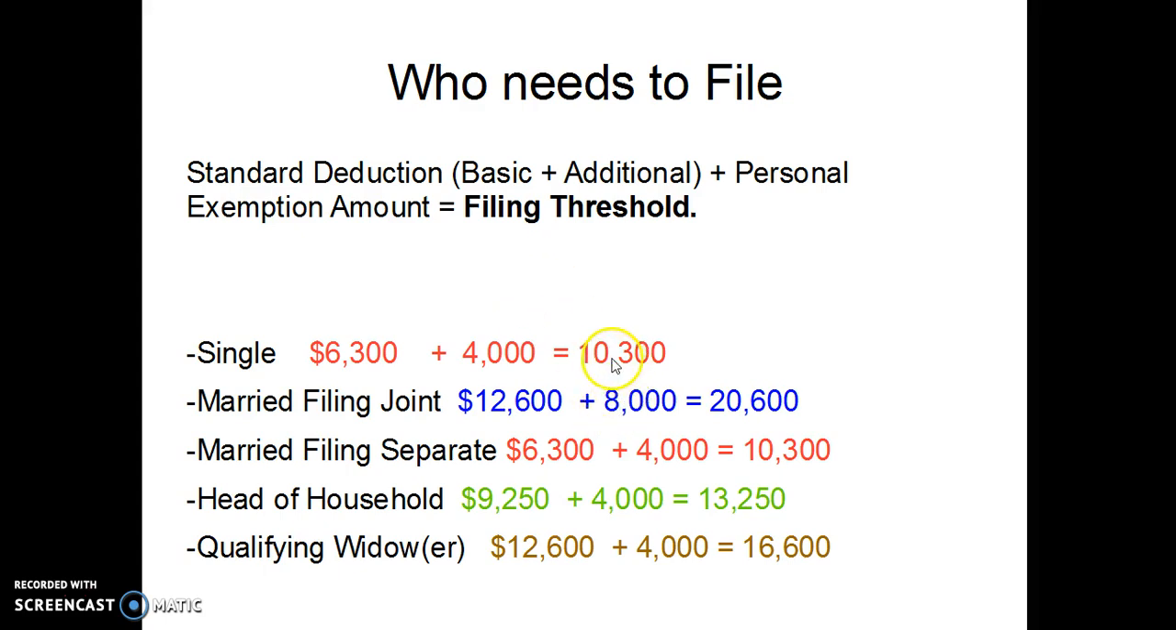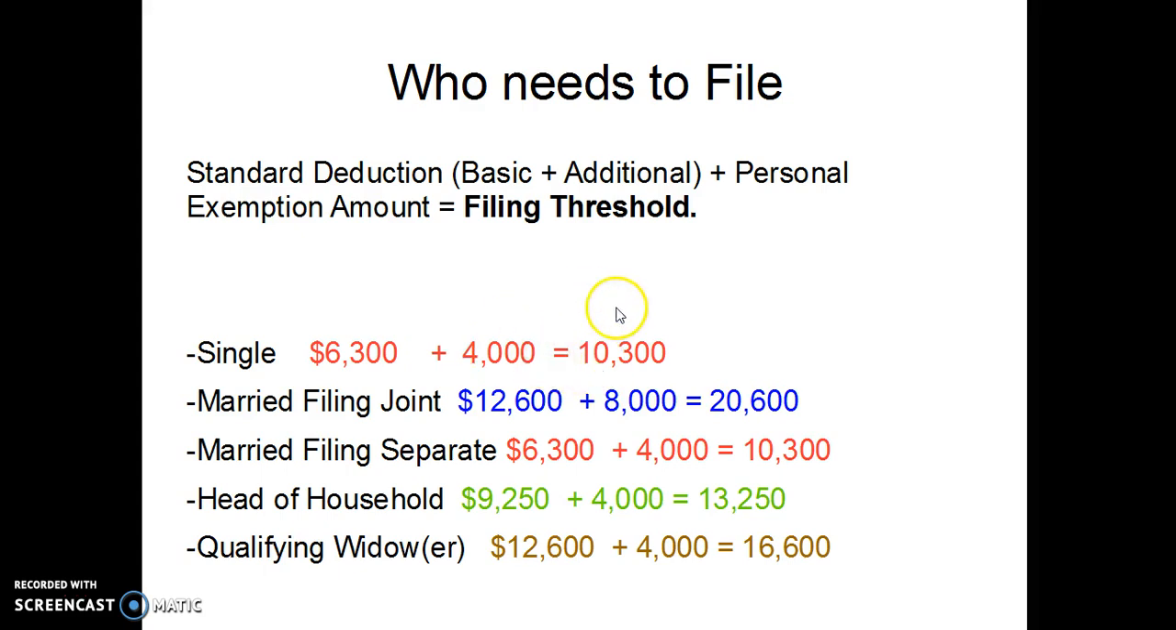If the income is that level or less, they don't need to file because their taxable income will be reduced to 0 or less, and as a result there will be no tax due. This doesn't mean they can't file a return. They can, but they don't have to. So for single, we just take the basic standard deduction plus the personal exemption amount to come up with the filing threshold.